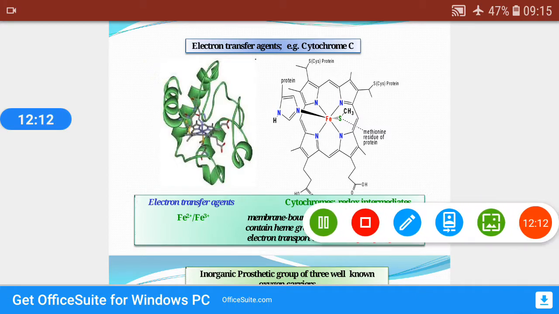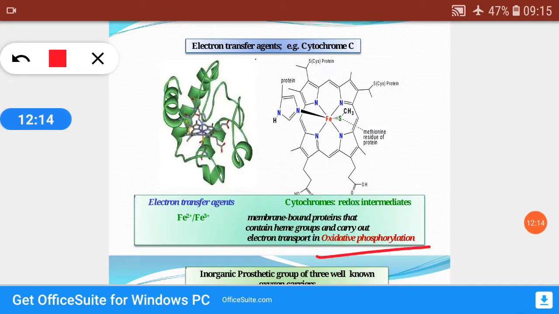So next, this slide gives the cytochrome C, which helps in the electron transfer reactions, and in particular this is very important, that is assists in the oxidative phosphorylation. So cytochromes are redox intermediates that are present in the membrane bound proteins that contain heme groups and carry out electron transport in the oxidative phosphorylation during the synthesis of ATP molecules, and that electron transfer is due to the stable oxidation state, that is shifting between +2 to +3 oxidation state.